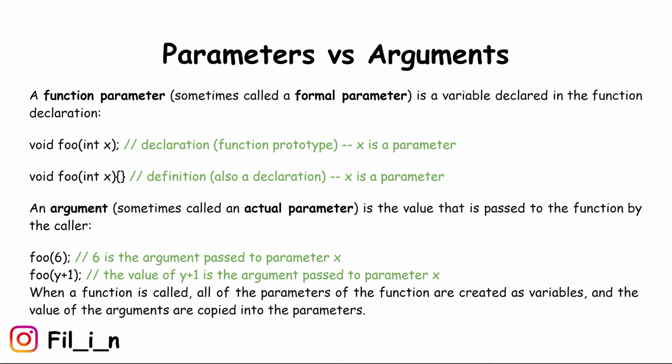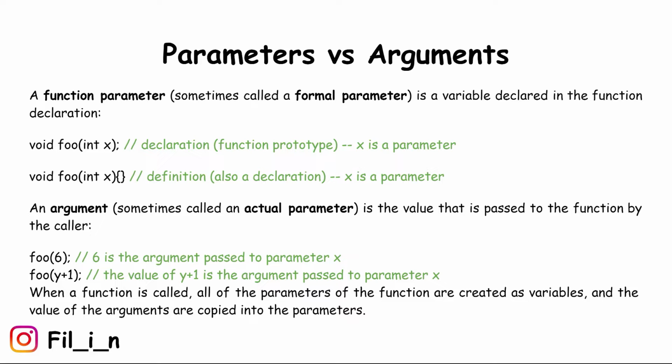void foo(int x); declaration, function prototype, x is a parameter. void foo(int x) {}; definition, also a declaration, x is a parameter. An argument, sometimes called an actual parameter, is the value that is passed to the function by the caller. foo(6): 6 is the argument passed to parameter x. foo(y + 1): the value of y + 1 is the argument passed to parameter x.